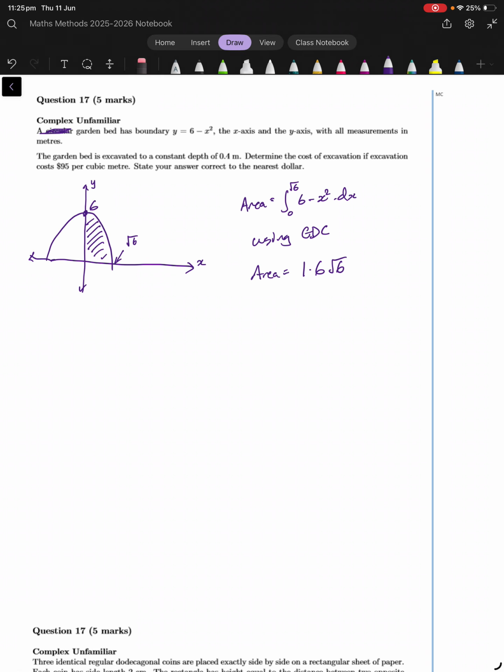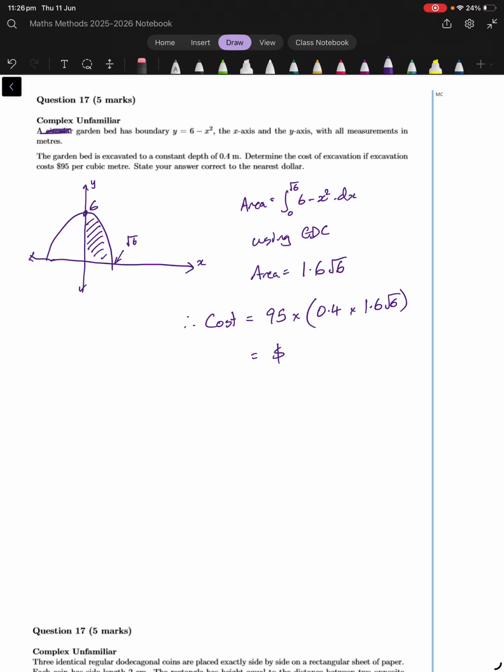It said that the bed is excavated to a depth of 0.4 metres and the cost of excavation is $95 per cubic metre. So my cost is going to be $95 times the volume. The volume is 0.4 metres deep, and then I'm multiplying by 1.6 root 6. And again, you use your calculator, and it's going to spit out the answer of 372.68. But we check and see that it says to the nearest dollar, so approximately $373. And that's all we have to do.